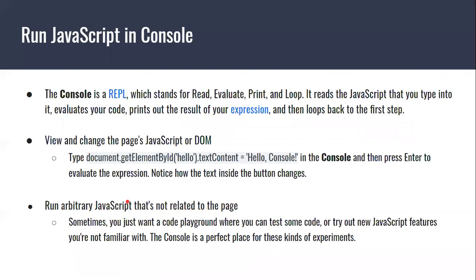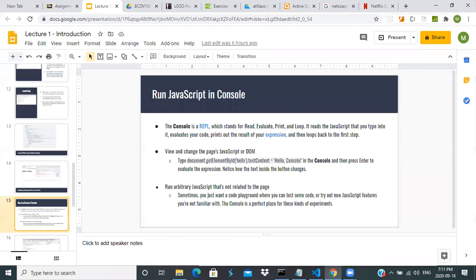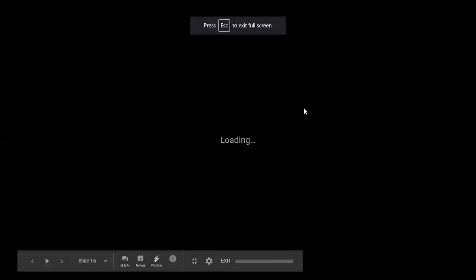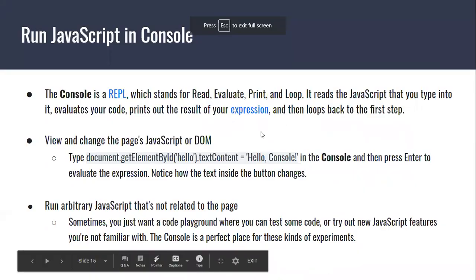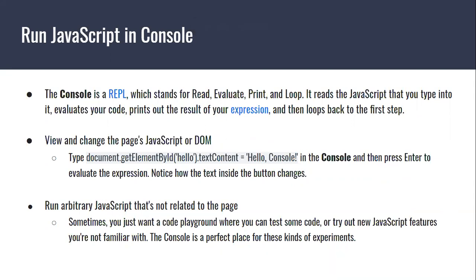All right, so we can also consider the console as a REPL. REPL stands for read, evaluate, print, and loop. So it reads the JavaScript you type in, evaluates your code, prints out the result of your expression, then loops back to the first step. View and change the page JavaScript or DOM. So you can also do that as well.